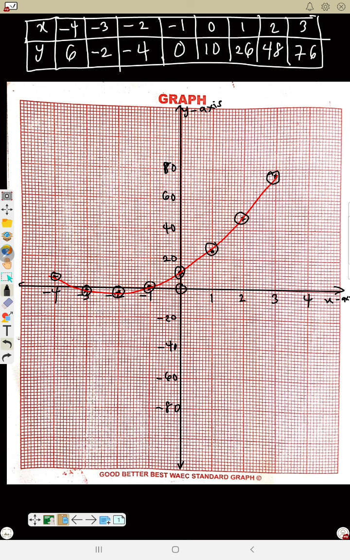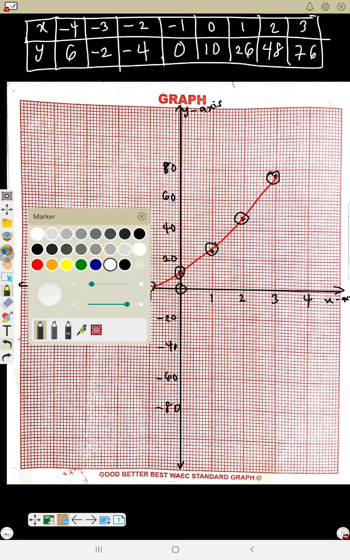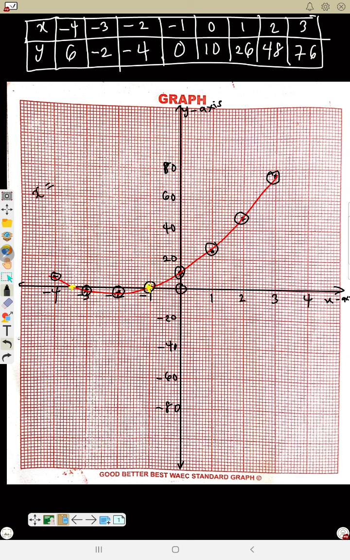In this case, where the curve cuts the axis is our answer. It cuts the axis here at this point, that is when x is minus 1. It also cuts at this point, that is minus 3.3. So let me note the 2 points. It cut here, that is minus 1. It also cut here, that is minus 3.3. So that means x is equal to minus 3.3, or x is equal to minus 1.